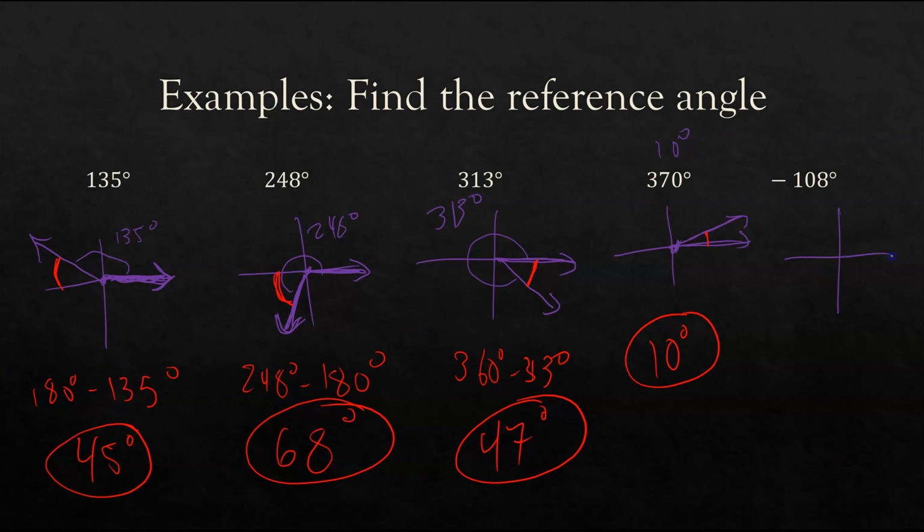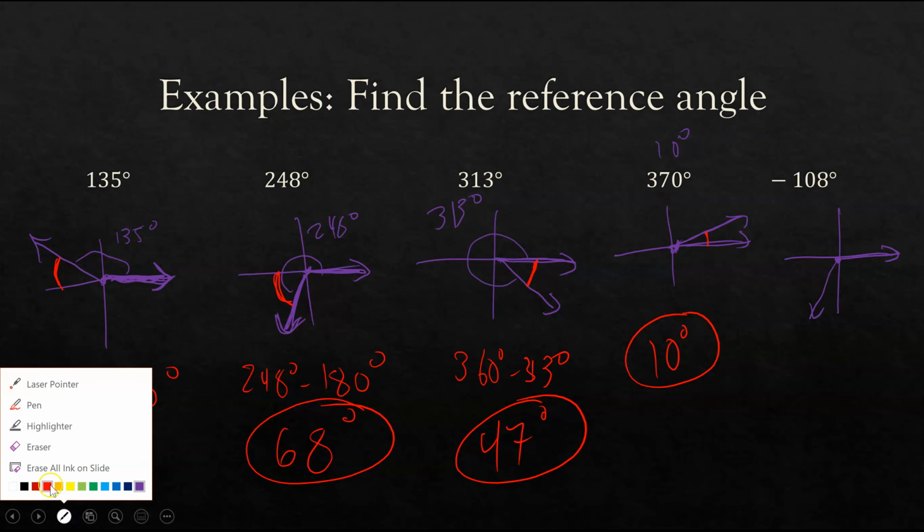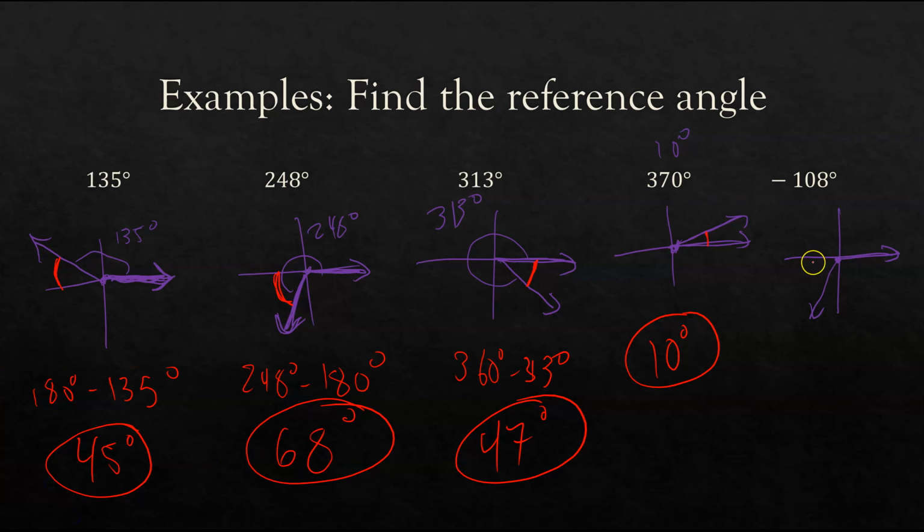Negative 108 degrees. So here's the initial side. If I did negative 90, I'd be here. So I'm going to be a little more than that, which means I'm going to be in that second quadrant. Nope, that third quadrant. This is the second quadrant. So I'm going to be in that third quadrant. Where's my reference angle going to be? It's going to be this angle right here, right?